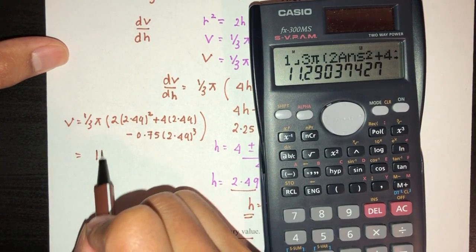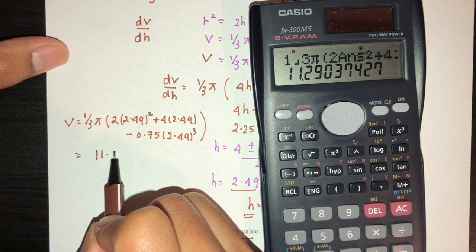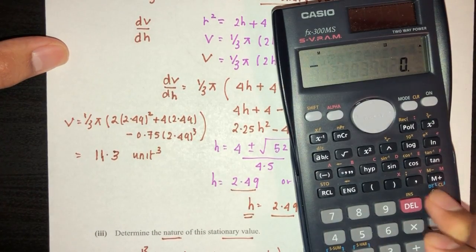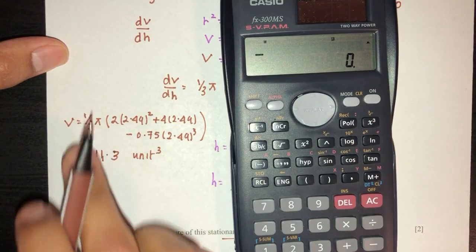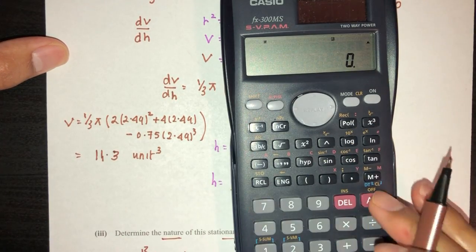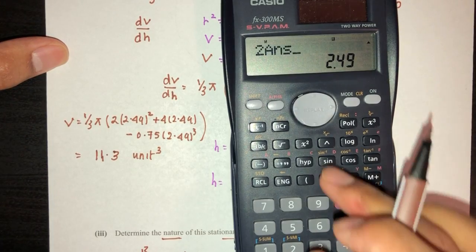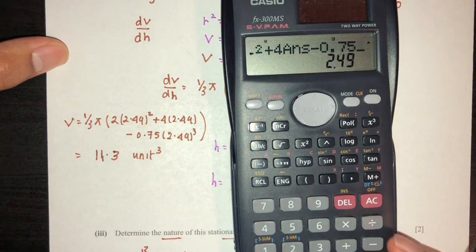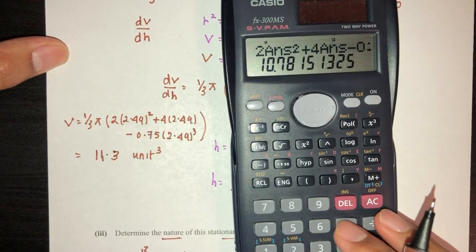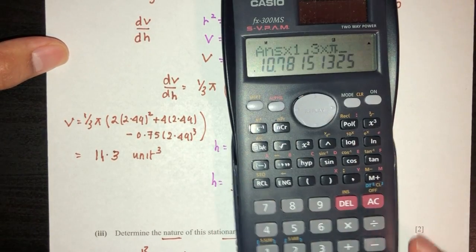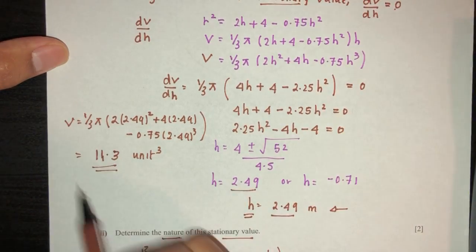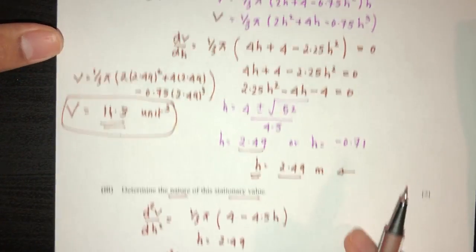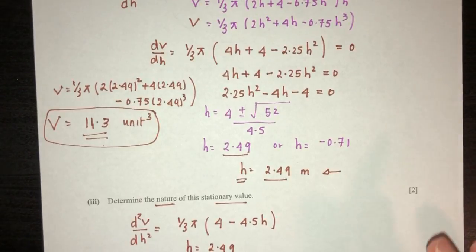That should be 11.3, correct to 3SF. That is the volume, units cubed. As always, I like to double check because you might make mistakes in those calculations, so it's best to double check your value. So 2.49 is your value of h. 2 times h squared plus 4 times h minus 0.75 h cubed, times 1 over 3 times pi, 11.29. Okay, that is good. So that will be your stationary value for this value of h. So this is your answer for part 3, and that is your question number 7.